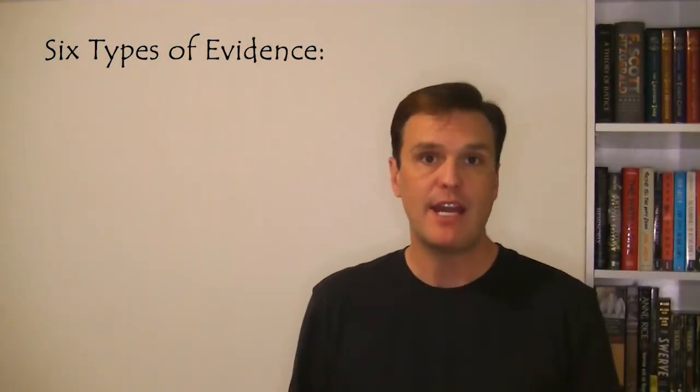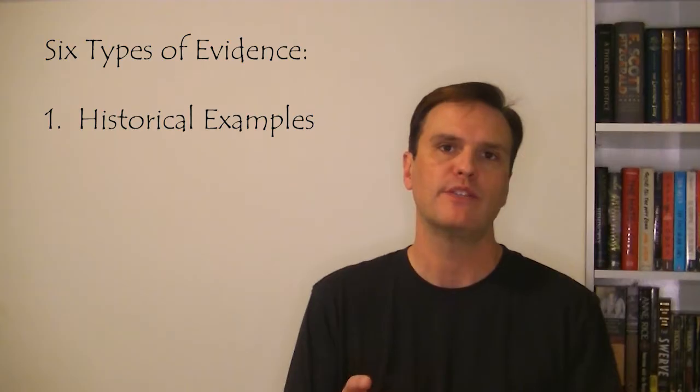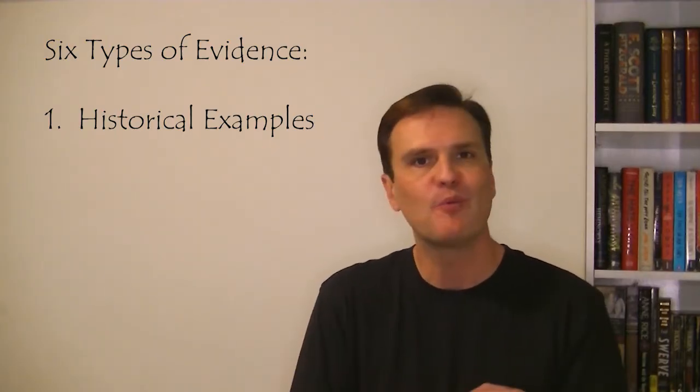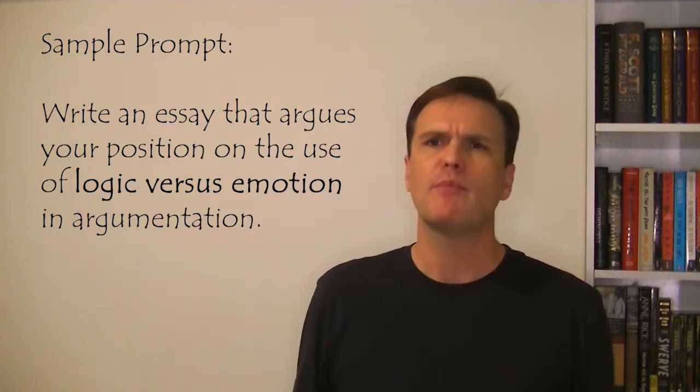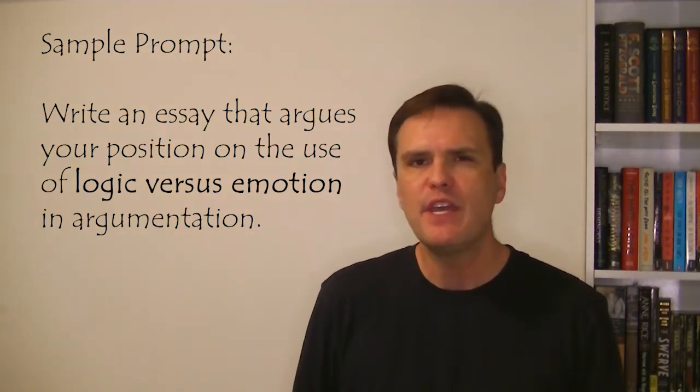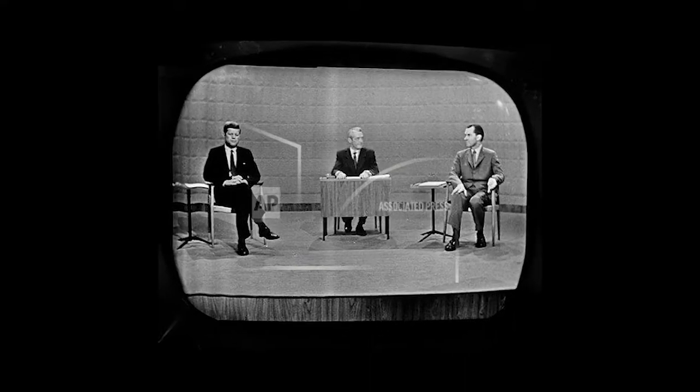So the first category of evidence is historical examples. Now, examples from history work great on the argument essay on the AP test. So let's think about our prompt. Now, immediately, when I think about logic versus emotion, I think about the JFK-Nixon debate.